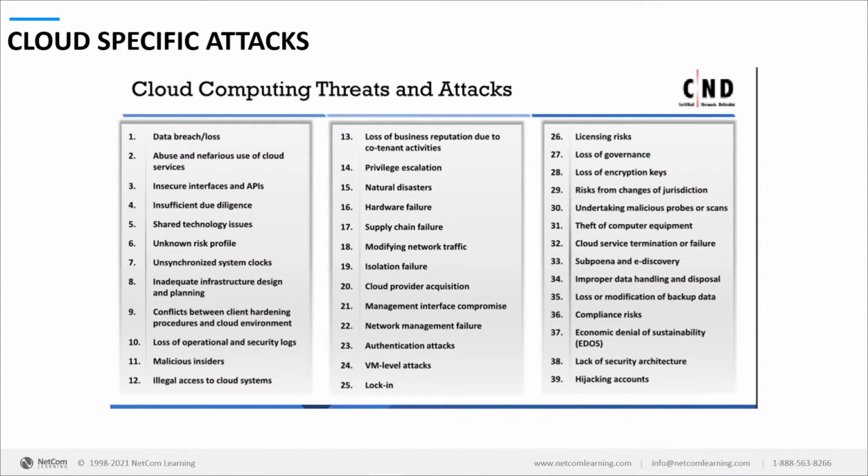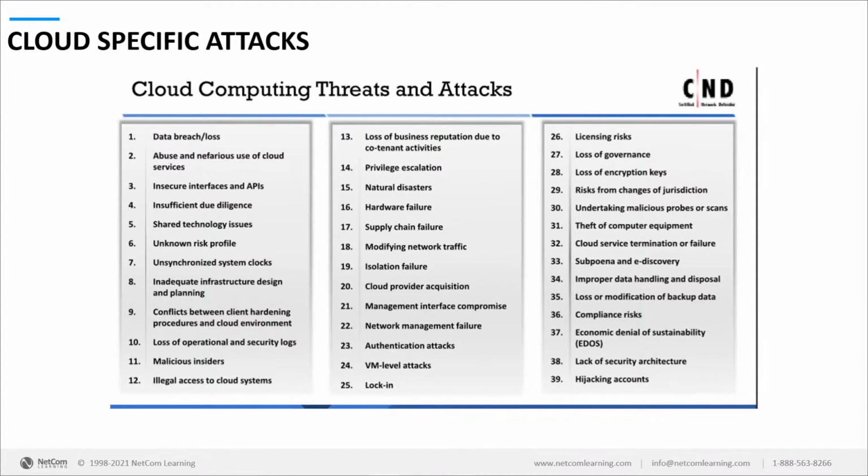These are just some areas. I'll just run through them briefly. Data breach and loss, abusive and nefarious use of cloud services. Somebody gets access to your account. Insecure interfaces and APIs, insufficient due diligence, shared technology issues, unknown risk profiles. Because a lot of times in cloud, we spin up machines, we create machines, and they become orphaned. There are some pretty crazy statistics on the number of orphan devices out there, or stuff that's in the cloud that is unencrypted, clear text passwords. Nuts. Unsynchronized system clocks. In itself, that's shooting yourself in the foot.